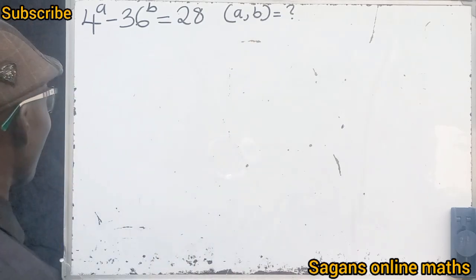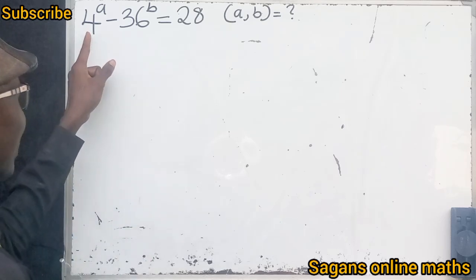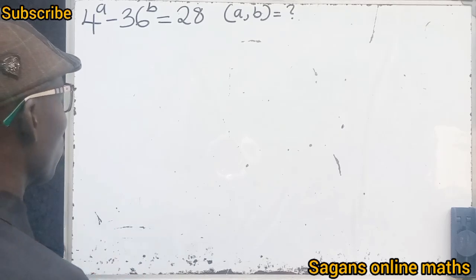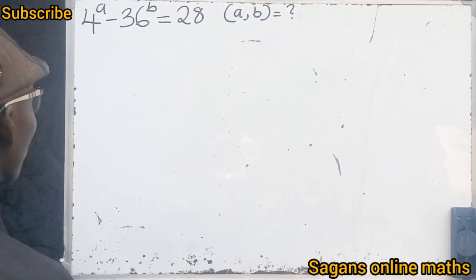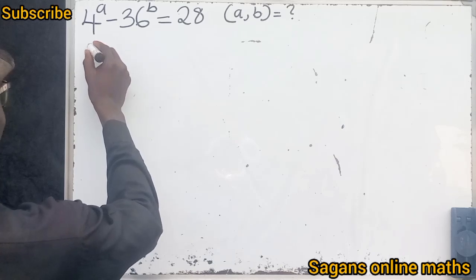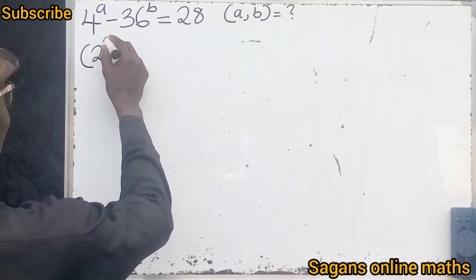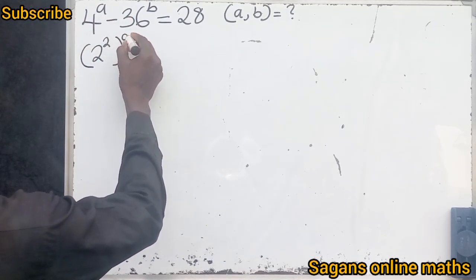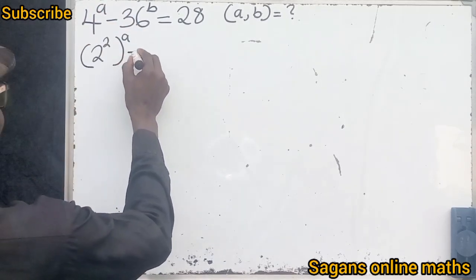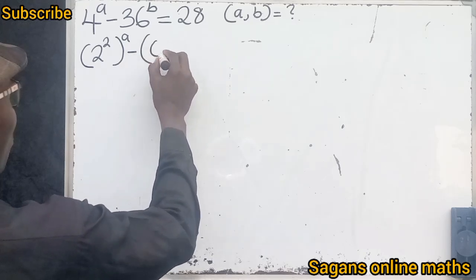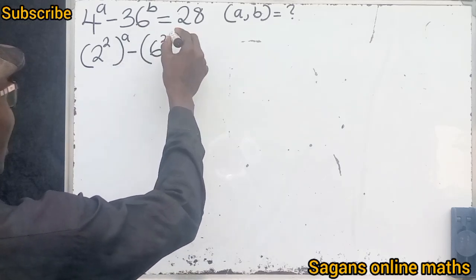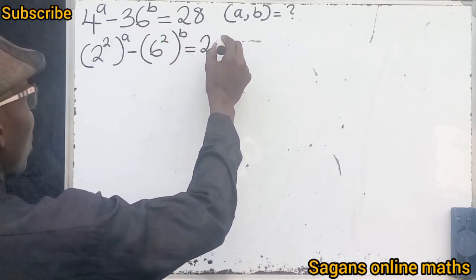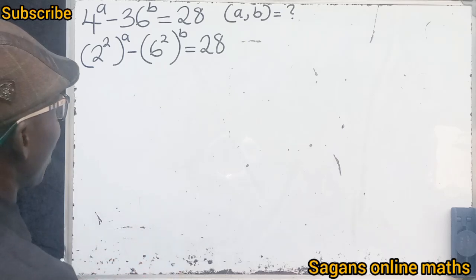This is very simple. Our first step is to put 4 in index form and also put 36 in index form. Remember that 2 raised to the power of 2 is 4, because 2 times 2 is 4, right? So you now have 2 raised to the power of 2, which gives us 4, all raised to the power a, because the power here is a, minus 6 raised to the power of 2, which gives us 36, and the power here was b, so this is all raised to b, equals 28. That's our first step.